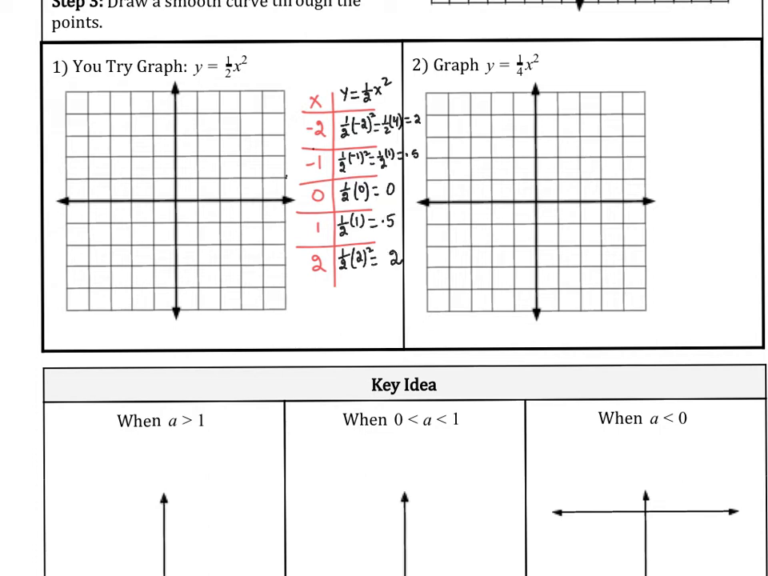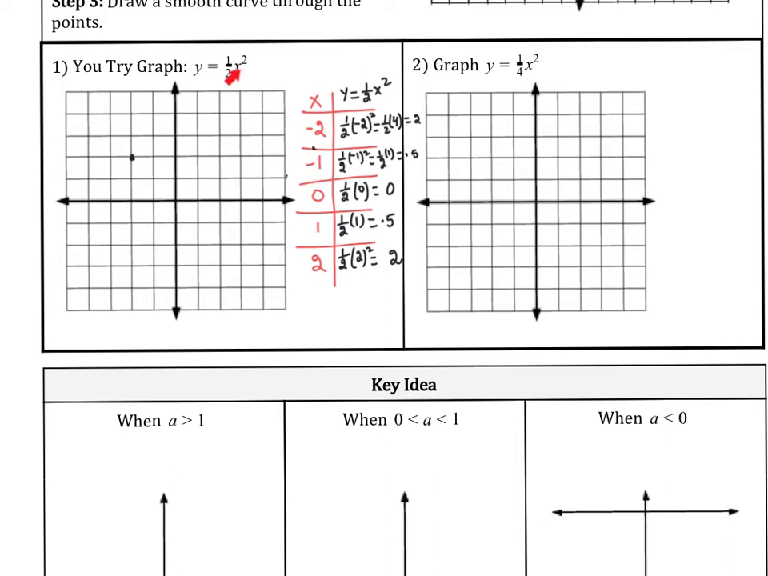So when I plug in -2 into here, I got 1 over 2 times -2 squared, that is 4. Half of 4 is 2, so my point is -2 comma 2. So -2 comma 2 is this point.